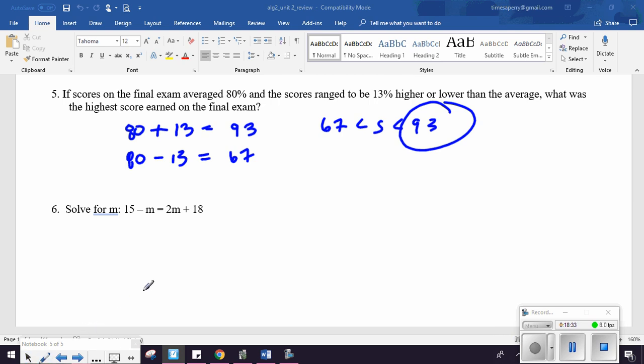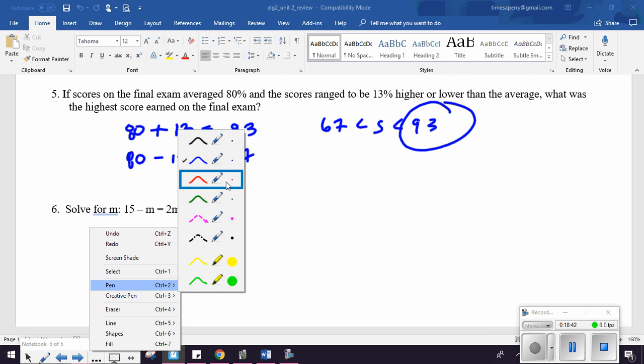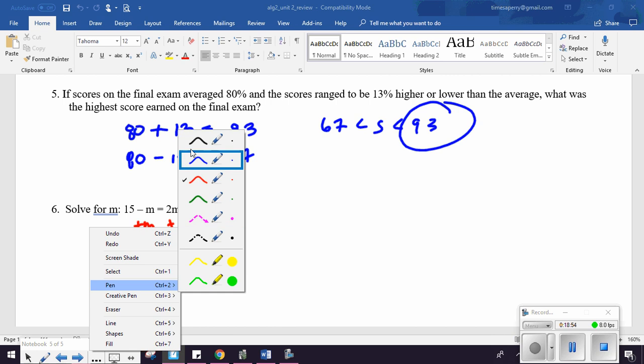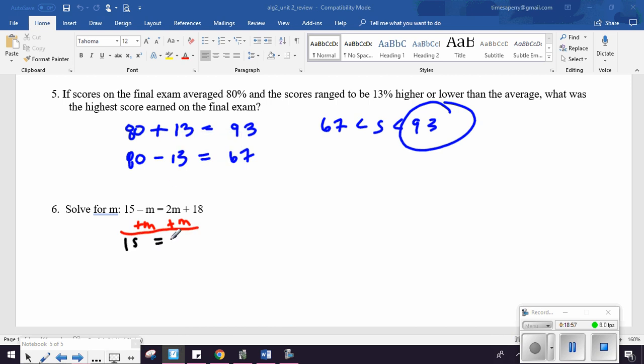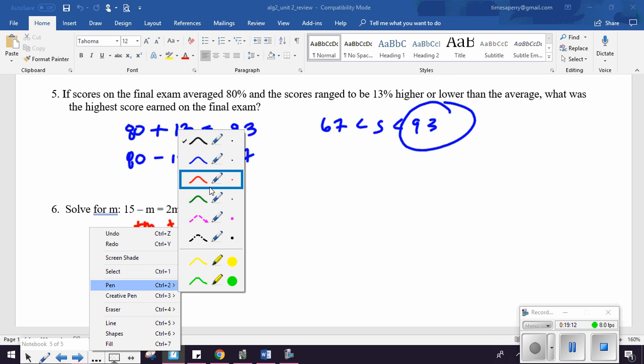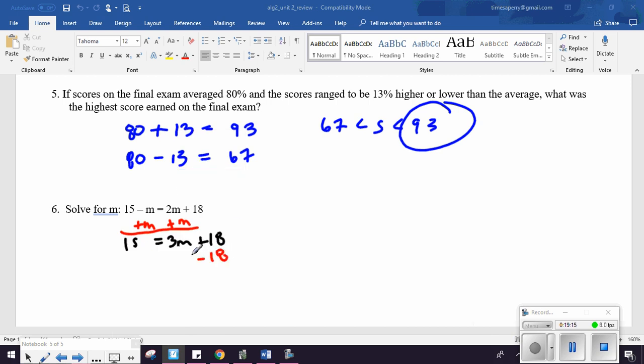Number 6, again, we have an equation where the variable is on both sides. So again, we're going to move little brother to join big brother. In this case, little brother is M, so we're going to add him to the other side of the street to meet up with big bro. So that's 15 equals 3M plus 18. So now my M family is on the right hand side of the street or the equal sign, so that means the numbers are going to move to the left. So I'm going to have to subtract 18 now.